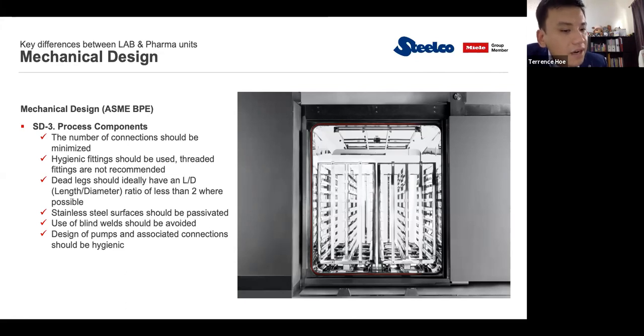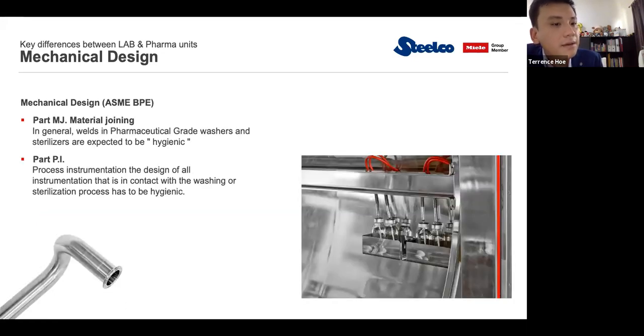The use of blind welds should be avoided. The design of pumps and associated connections should be hygienic or sanitary design. So this is an example picture of how the system looks. And in the mechanical design of material joining, the welding, the welder who welds this pharmaceutical grade washer or sterilizer is expected to do it in a sanitary or hygienic way. So they weld it to make sure it's a sanitary or hygienic system.